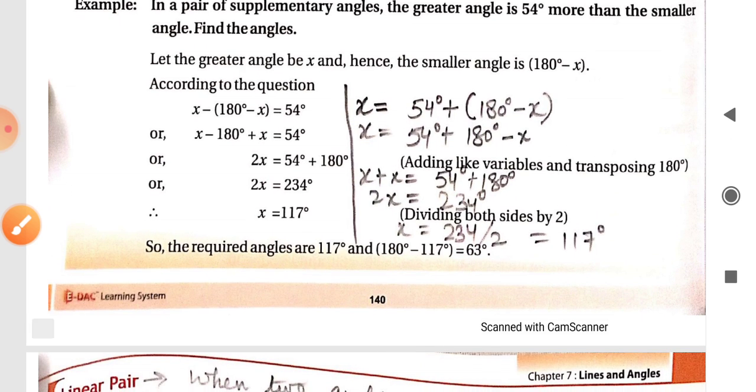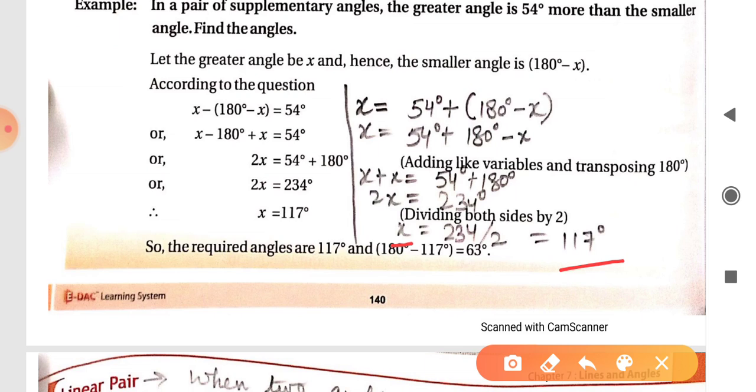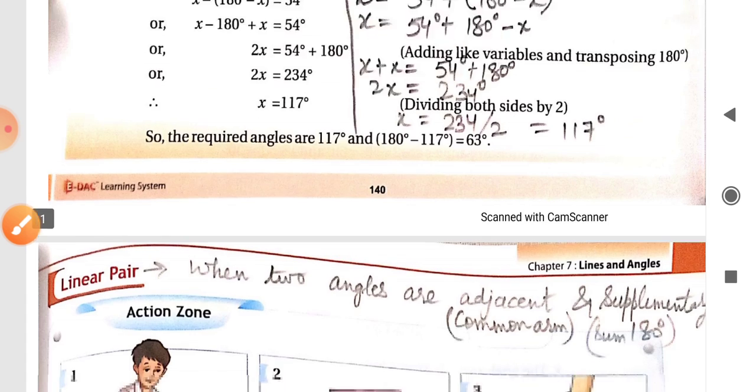Then solve this equation. After solving, we get x equal to 117 degrees. In this statement we are asked to find the angles. So the greater angle is x, and the value of x is 117. So the greater angle is 117 degrees, and the smaller angle is 180 minus 117, which is equal to 63 degrees. So these are the required angles.